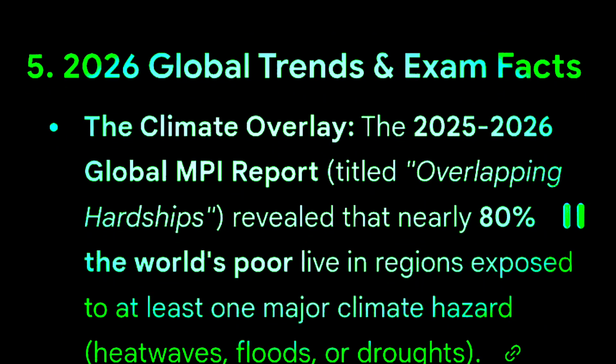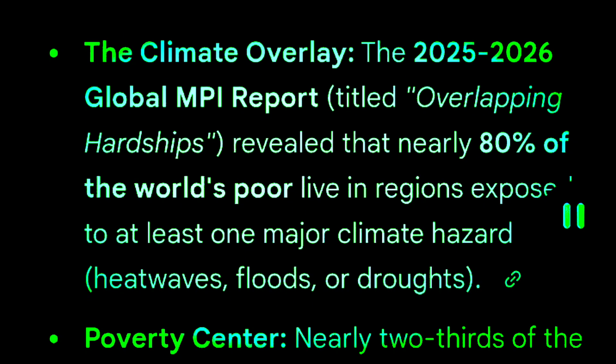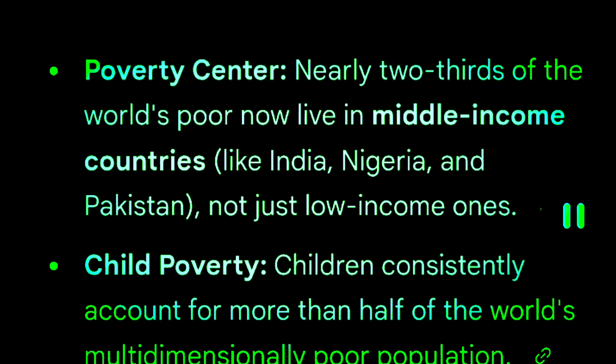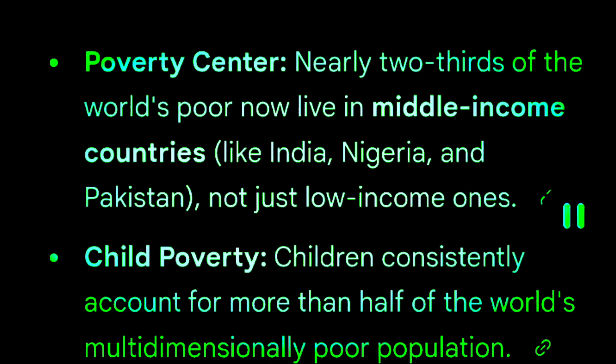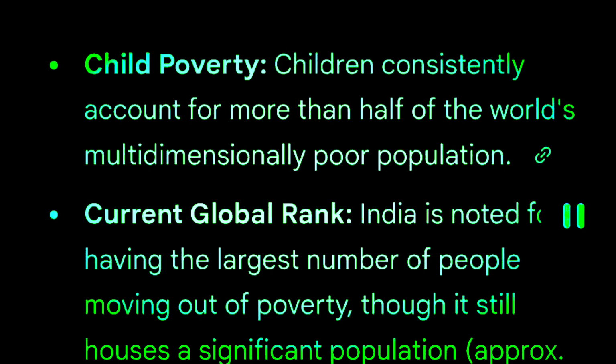5. 2026 Global Trends and Exam Facts. The Climate Overlay: The 2025-2026 Global MPI Report, titled Overlapping Hardships, revealed that nearly 80% of the world's poor live in regions exposed to at least one major climate hazard: heat waves, floods, or droughts. Poverty Center: Nearly 2/3 of the world's poor now live in middle-income countries, like India, Nigeria, and Pakistan, not just low-income ones. Child poverty: Children consistently account for more than half of the world's multidimensionally poor population.